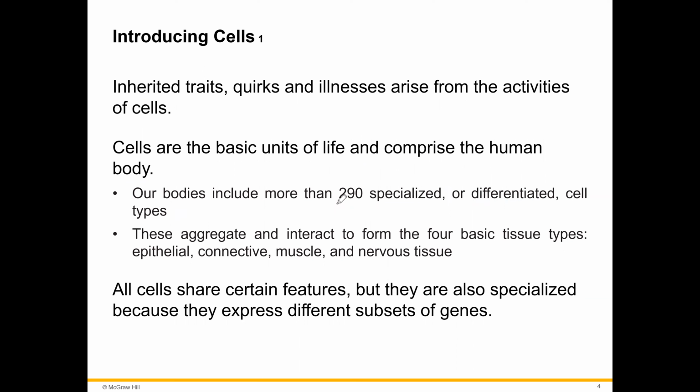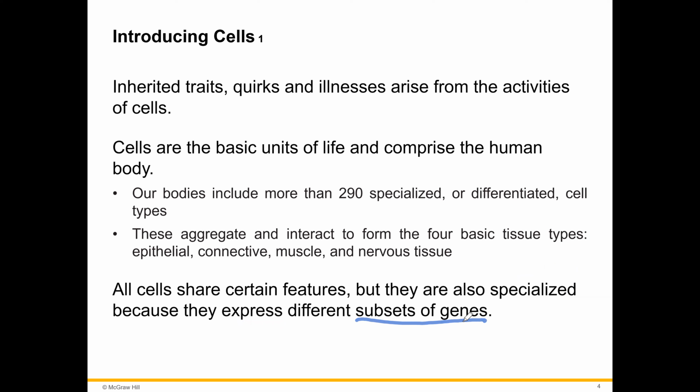We have billions of cells, right? But out of these billions of cells, we have about 290 varieties of cells. These aggregate and interact to form the 4 basic tissue types. So cells form tissues. And in the human body, you have 4 tissue types: epithelial, connective, muscle, and nervous tissue. All cells share certain features, but they also specialize because they express different subsets of genes.